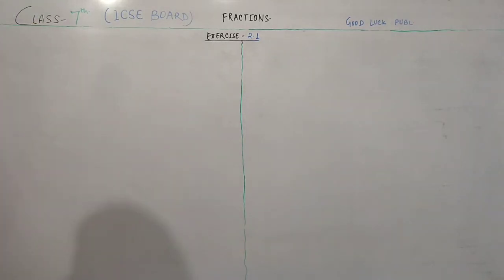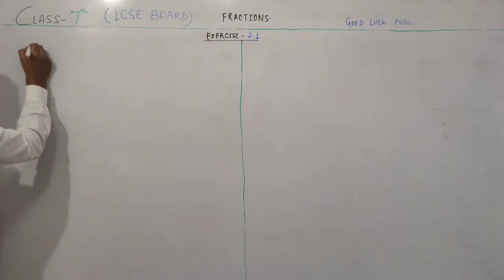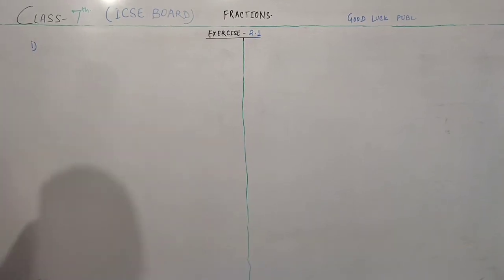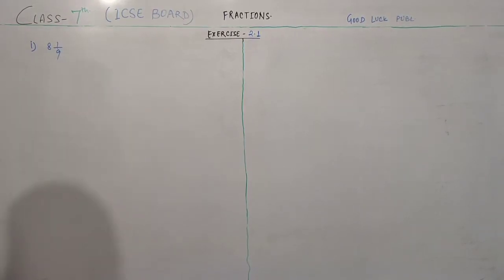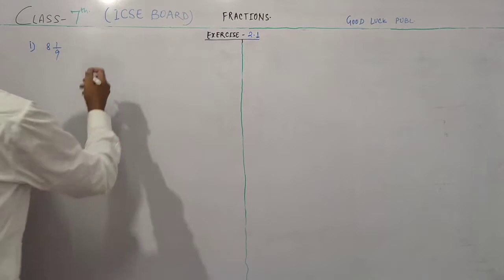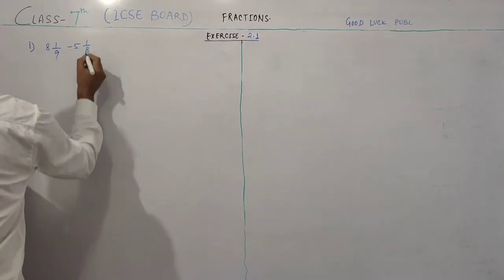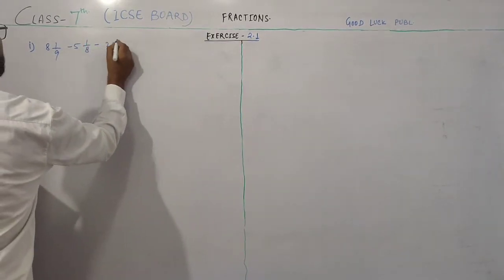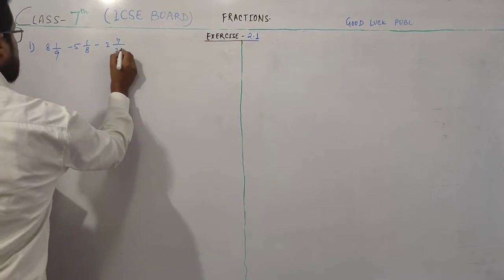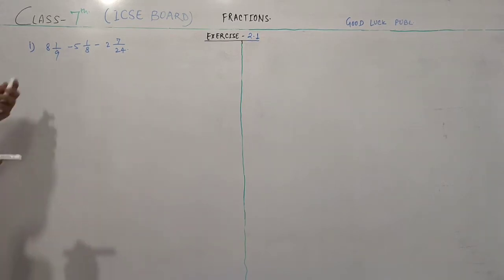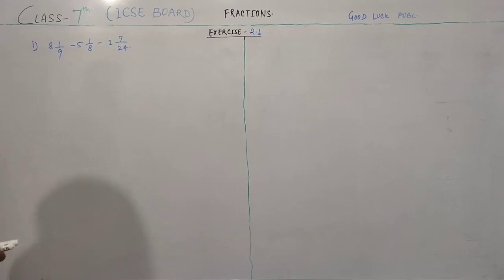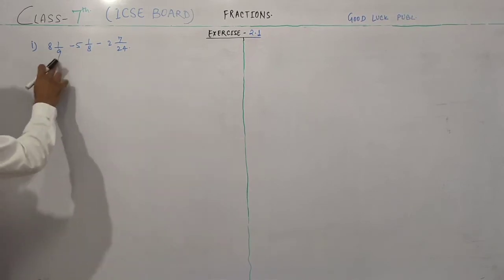The first one is simplify 8 1 by 9 minus 5 1 by 8 minus 2 7 by 24. Okay, this is the question. So what is the first step? Check whether it is the fraction or the mixed fraction. So this is the question of mixed fraction.